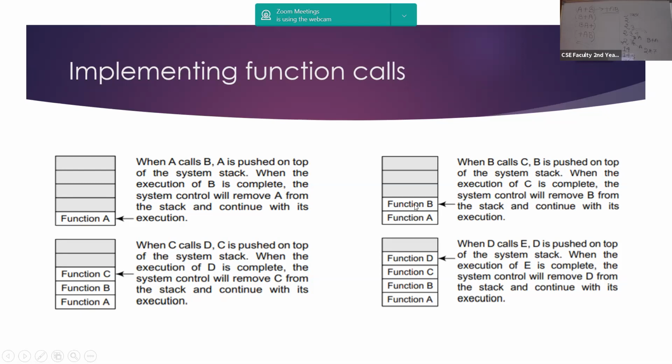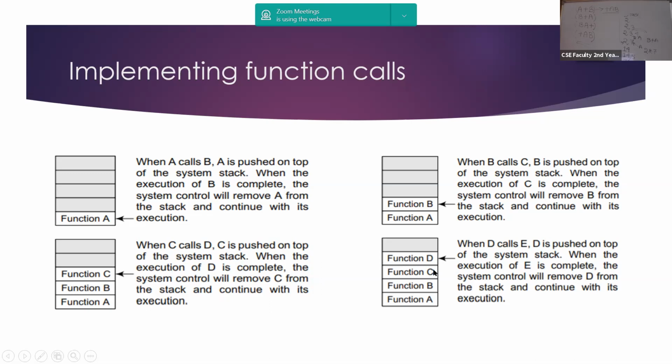Now suppose B needs another function C to implement itself. So B will call C. So when B calls C, C will be pushed into the stack. And then suppose C needs another function to execute itself, D. So C will call D. So D is the last function which is called. Okay. So which one will be the first one to complete? D will be the first one to complete.